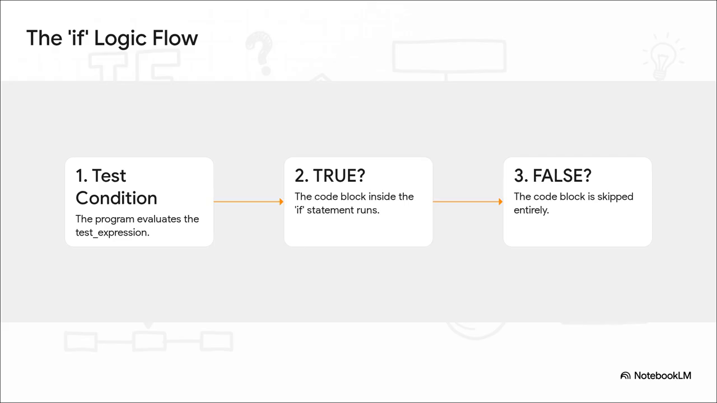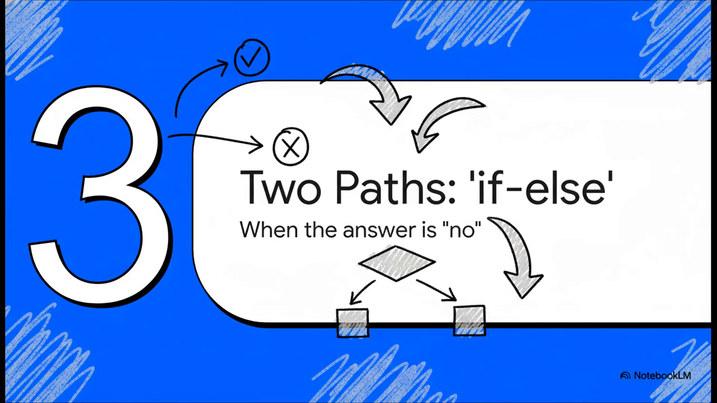So what you have here is basically a one-way gate. The program gets to the if, it checks the condition. If it's true, the gate swings open and the program runs the code inside. But if the condition is false, that gate stays shut and the program just walks right on by, skipping that code completely.